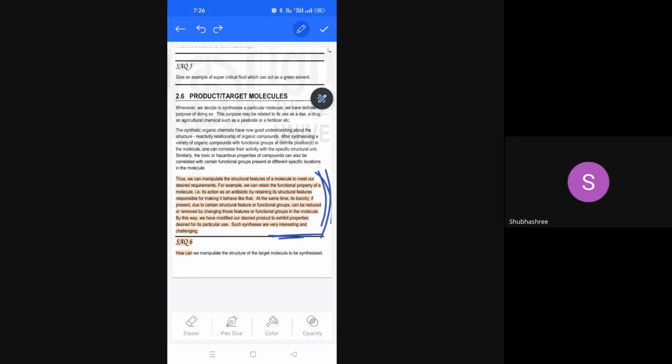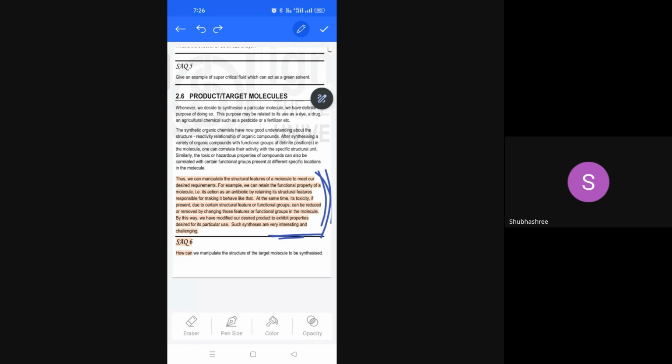For example, we can retain the functional property of a molecule, its action as an antibiotic, by retaining the structural features responsible for making it behave like that. At the same time, its toxicity, if present due to certain structural features or functional groups, can be reduced or removed by changing those features or functional groups in the molecule. In this way, we have modified our desired product to exhibit properties desired for its particular use.